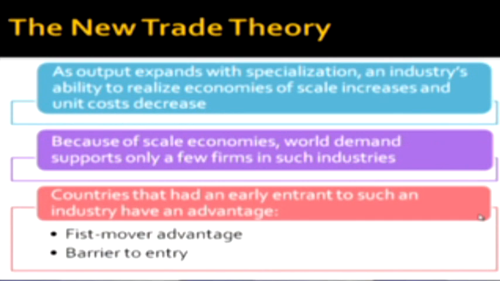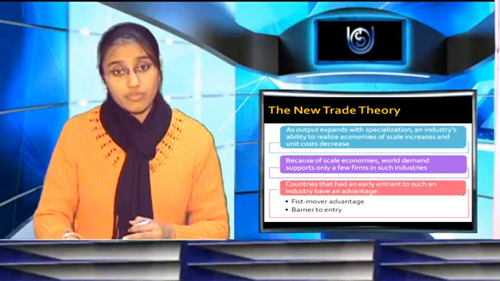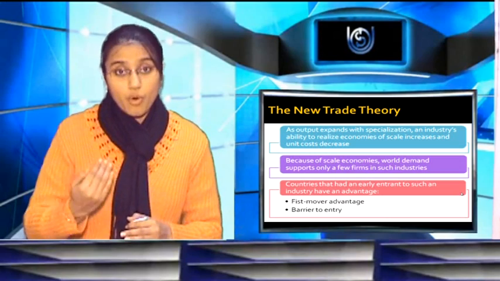Now the new trade theory. The new trade theory comes up with the same ideas as the neoclassical theory. They state that output expands with specialization. That means every country specializes in a particular product, and this expands the business and the output, which helps them increase their economies of scale and, at a certain level, reduce the unit cost. This is because that particular country is ready to serve the needs of the world and is supporting world demand.